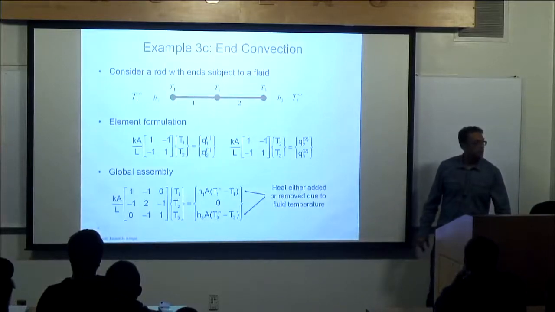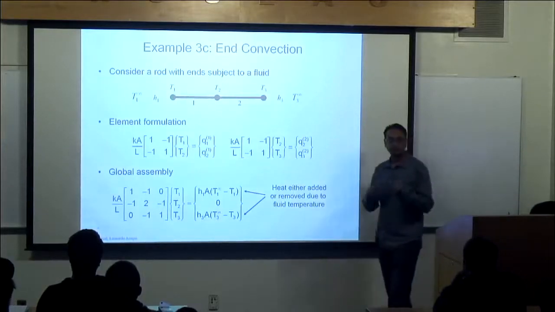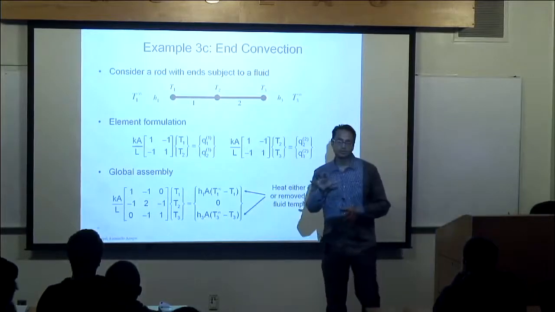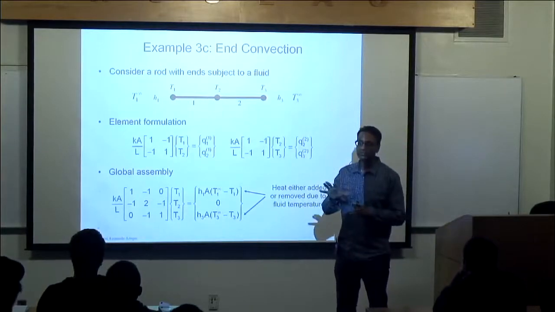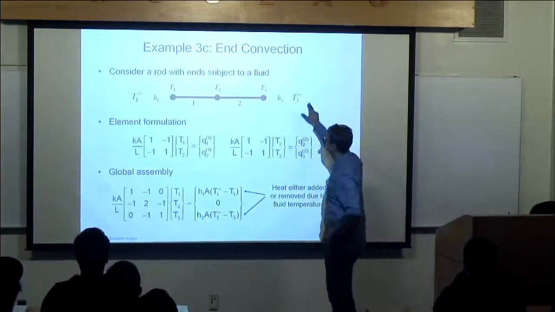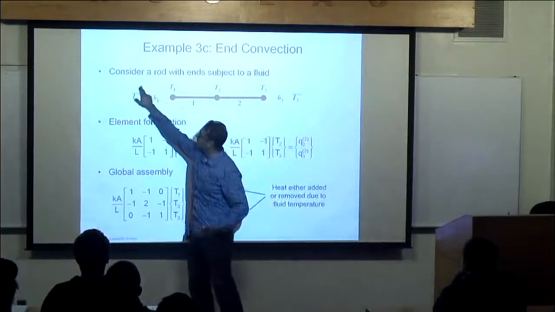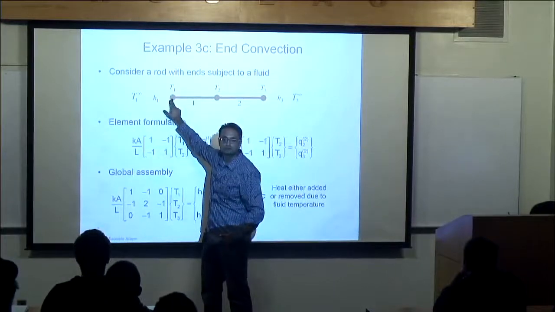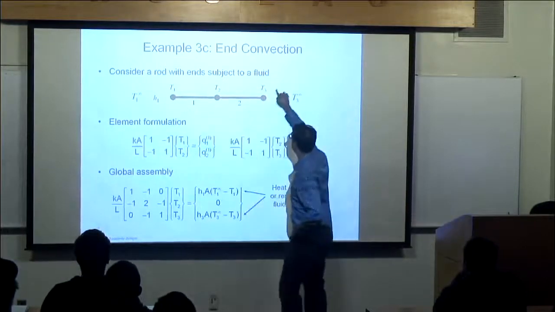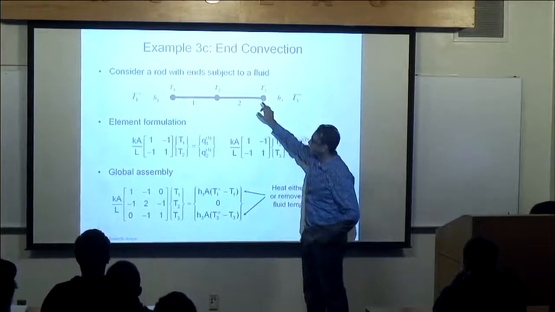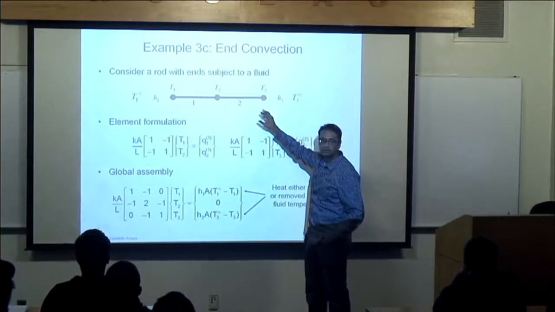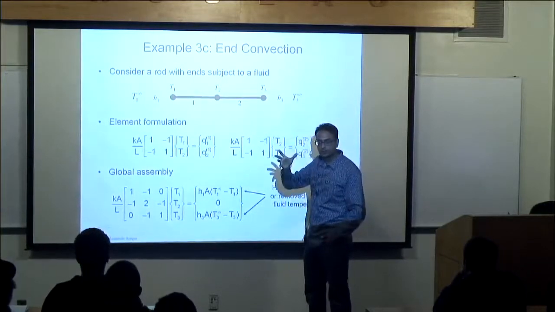Second example. This is an interesting problem, and Abaqus can do this as well. It's an end convection problem. I'm only applying convection at this node, and at this node. So these two ends are subject to some fluids there, and this node is subject to this fluid. It's a very quick thing to do. Just don't worry about it.